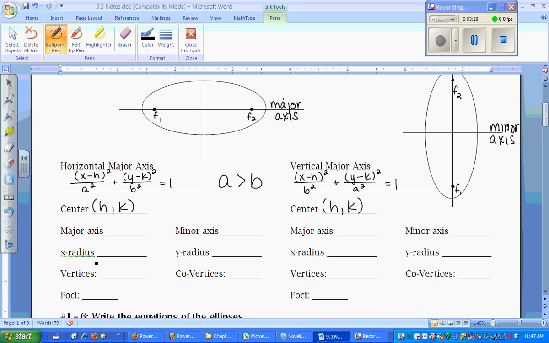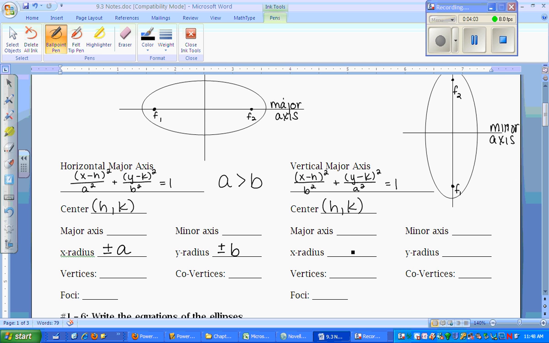And you're going to have to find all these major parts down below. And the first one that's probably the easiest to find are the radii, because I can go to my x variable and look at the number underneath it and take the square root. And when I square root a squared, I get a. And I put a plus or minus in front because from my center I'm going to go right a spaces and left a spaces. And I can do the same thing for the y radius. I go to the y variable, the number underneath it is b squared, and I square root it. And I get plus or minus b because from the center I'm going to go up b spaces and down b spaces.